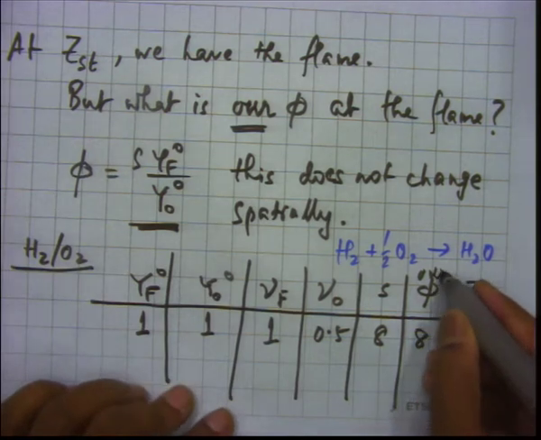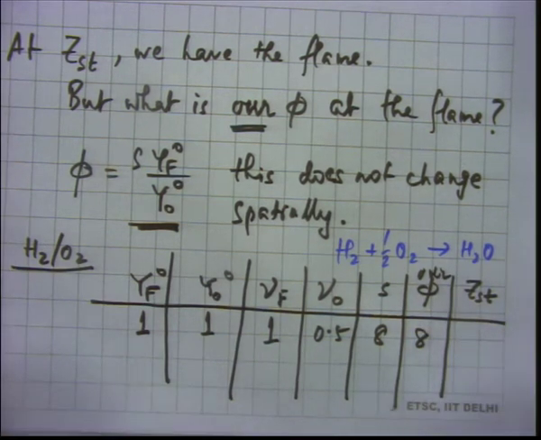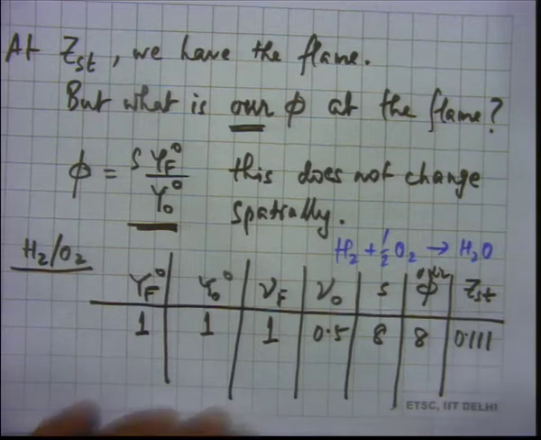And what is Z stoichiometric? You have to calculate that. So, Z stoichiometric is 1 over 1 plus 8. So, 1 over 9, which is 0.111.